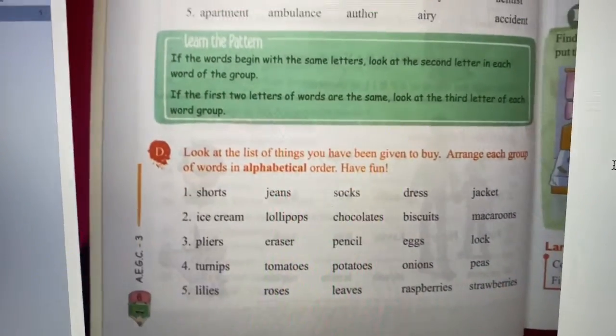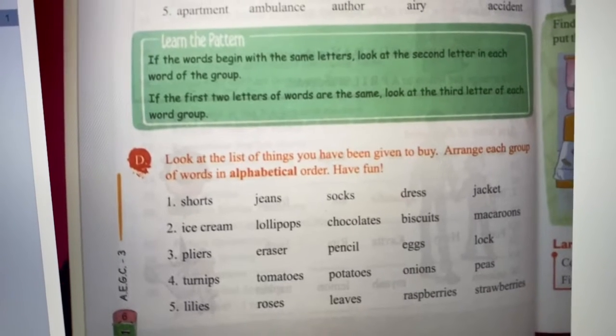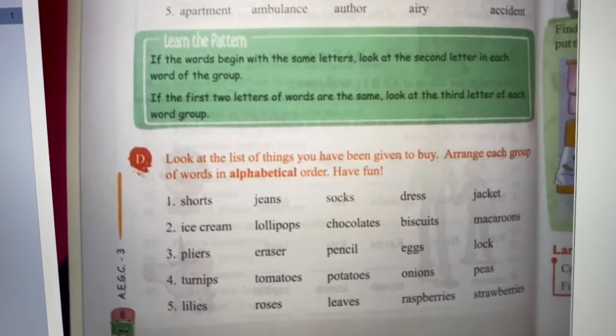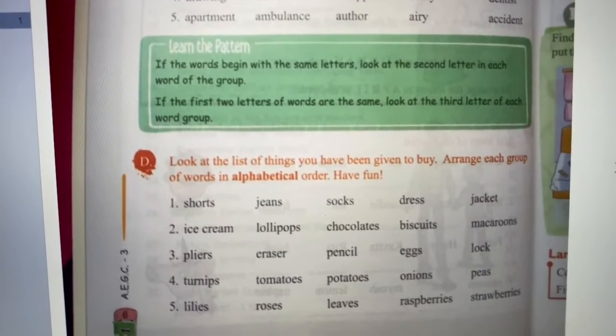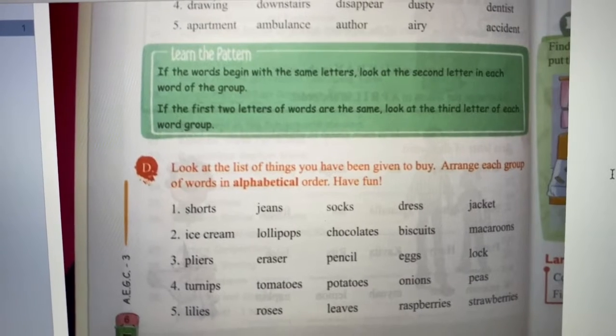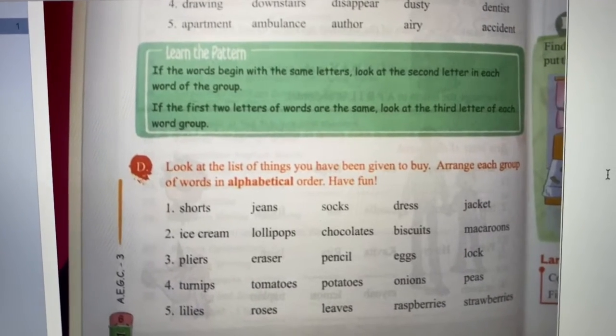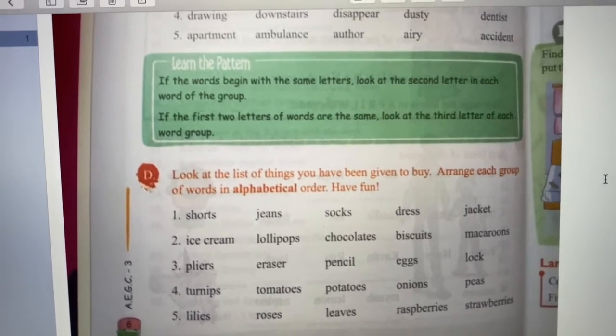Now before you start exercise D, just read the box, which is the green box, that says learn the pattern. If the words begin with the same letters, look at the second letter in each word of the group. If the first two letters of the words are the same, look at the third letter of each word group. So you need to arrange them in these sequences.